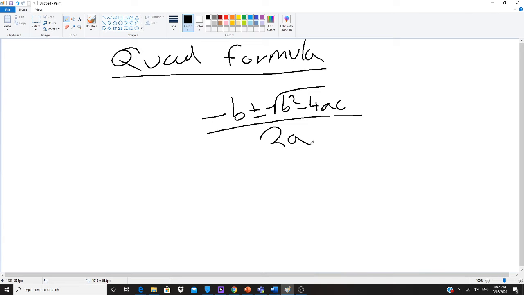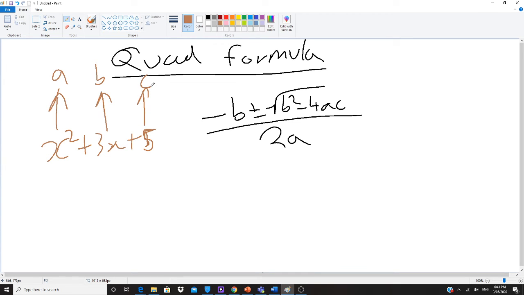So in this case, we have x squared plus 3x plus 5, sorry. So this is going to be our a value, this is going to be our b value, and this is going to be our c value. This applies to every single quadratic equation. Okay, so now all we have to do is just substitute the values in.